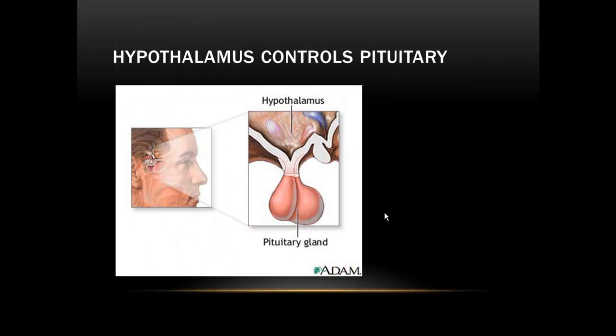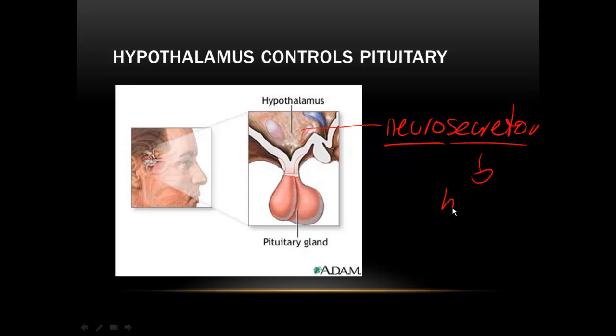So the hypothalamus is part of the brain. It is not technically a gland, it is nervous tissue. However, it also does make hormones, so we call this neurosecretory, because although it is nervous tissue, it has the ability to make and secrete hormones. It is going to control 100% the pituitary gland.